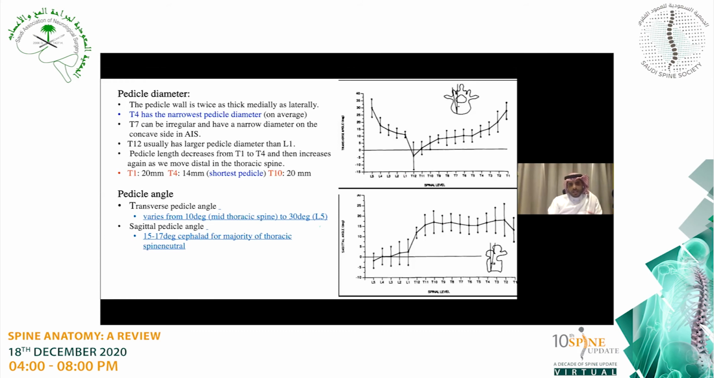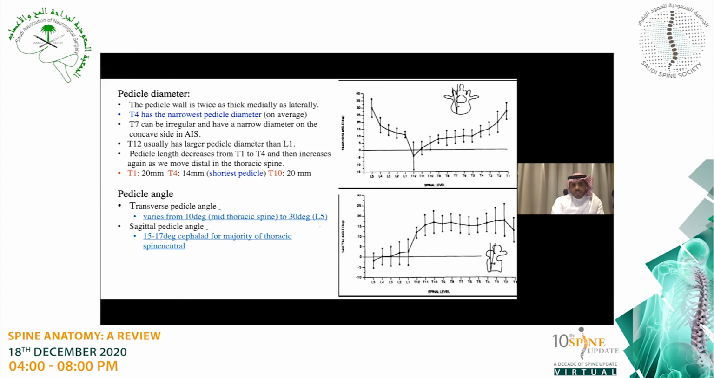The pedicle diameter is most important in our surgeries, as most thoracic spine surgery is by posterior approach, and the positioning of the screws is very important, as the canal is very narrow, the pedicle is very narrow, and the aorta is not far from the spine. The pedicle wall is twice as thick medially as laterally. The T4 has the narrowest pedicle on average. The T7 can be irregular and have a narrow diameter on the concave side in AIS. The T12 usually has a larger pedicle diameter than L1.